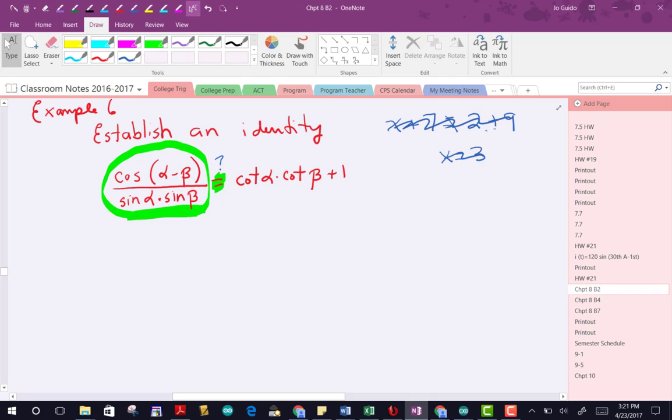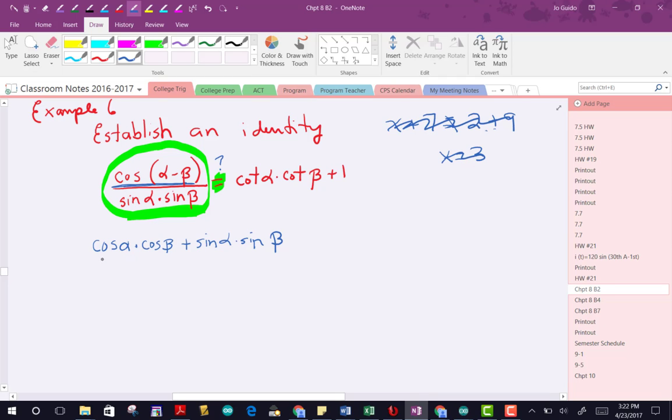So I'm going to distribute the division. This whole thing is divided by the sine of A times the sine of B. But that means that I divide both parts of this by the sine of A times the sine of B. So I end up with the cosine of A times the cosine of B over the sine of A times the sine of B, plus, see how I'm going to have sine of A sine of B over sine of A sine of B? So that's just going to be plus 1.